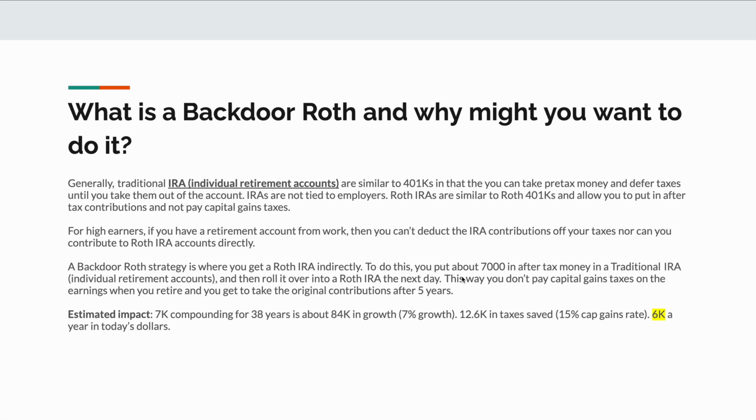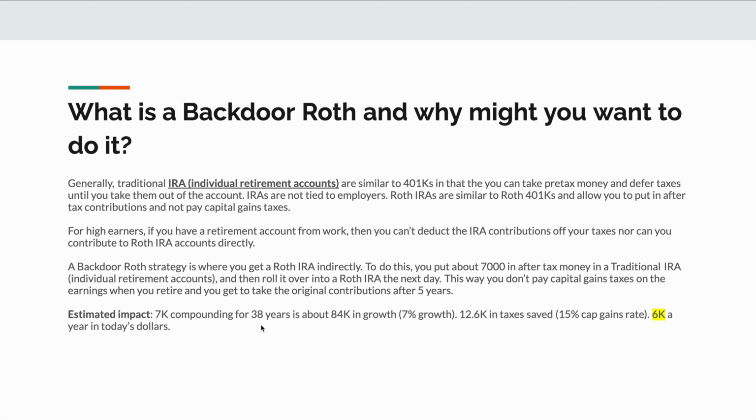And to do this, you would put $7,000 of after-tax money into a traditional IRA, and then you would roll over that traditional IRA into a Roth IRA the next day. And this way, you're basically not paying capital gains tax on the earnings when you retire that are in this Roth IRA, and you get to take out the money after 5 years of your original contributions. You can't take out the gains on those contributions, but you can take out the original contributions to that Roth IRA.